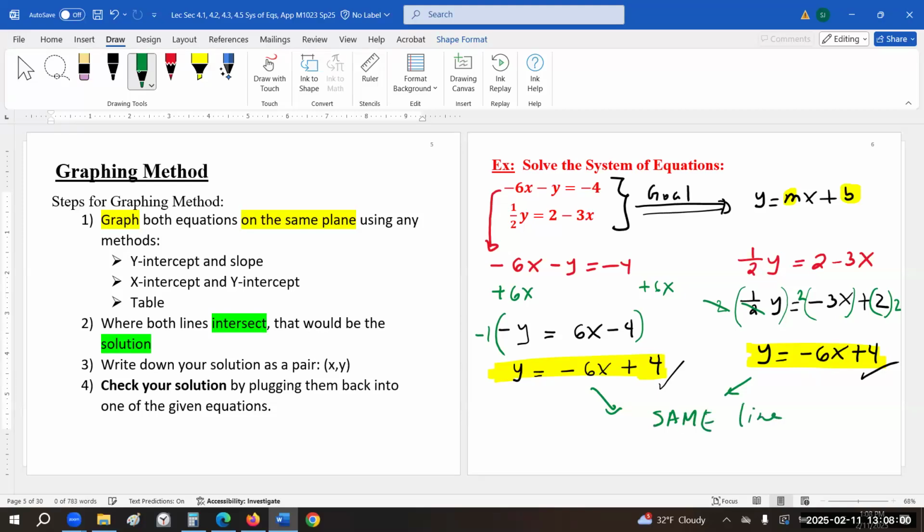Same line. So if the 2 lines here are the same line, what type of solution do you have? One solution, no solution, or many solutions? One solution means they're intersecting only once. But you have the same line twice. So how many times are they intersecting?